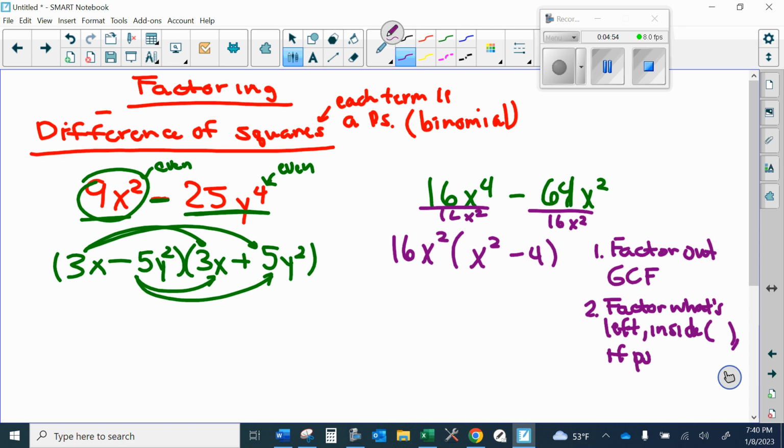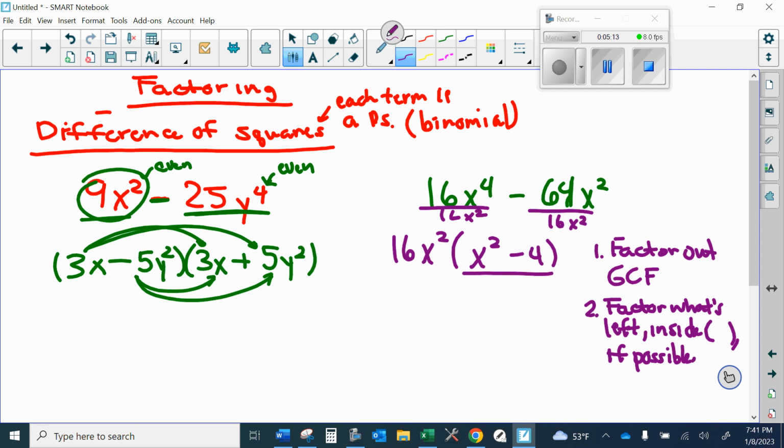It's not always possible. So I look at what I have left inside the parentheses. I have a binomial. If I have a binomial, immediately what I'm looking for is difference of squares. First off, before I even do that, I need to ask myself, is there any more I can take out of there? Because maybe I didn't take out the full GCF.